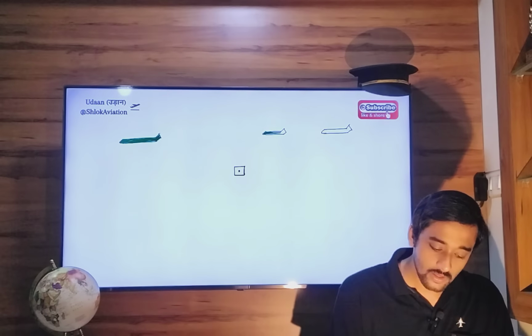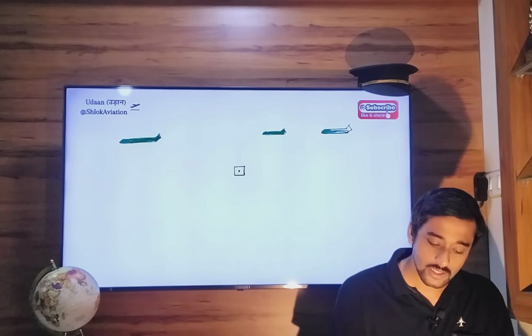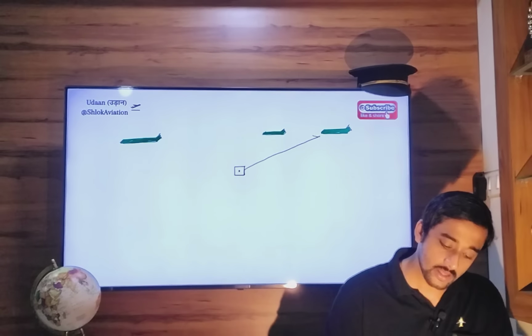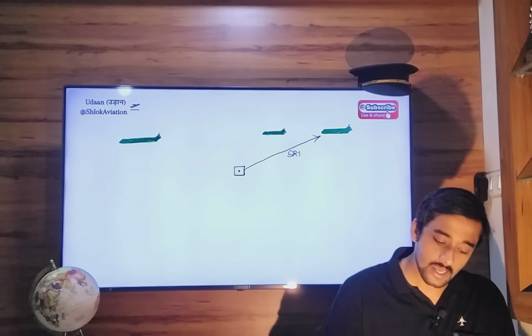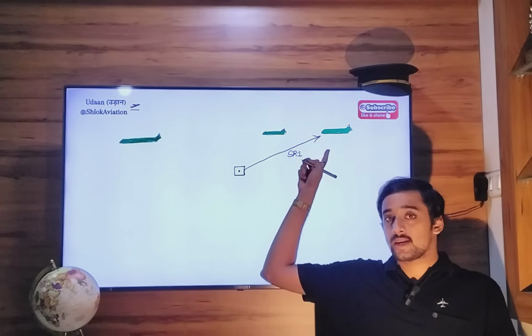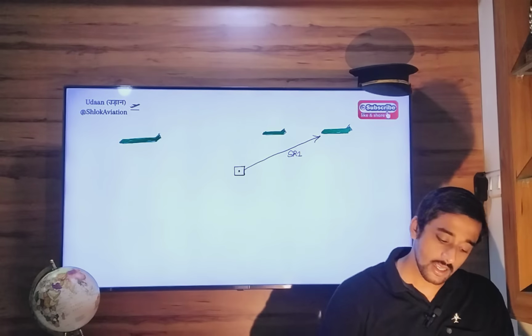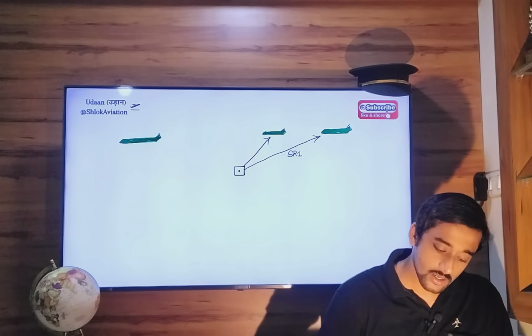What happens? The DME indicates the slant range of your aircraft. So this is slant range number one, at this position. When you fly from this position and move closer to the DME station, the slant range will change.